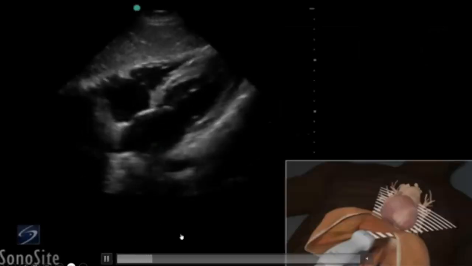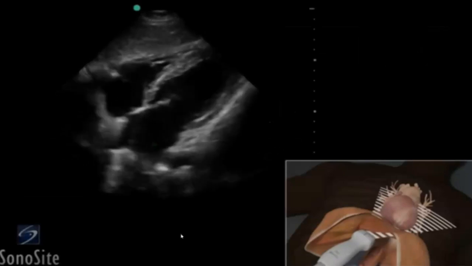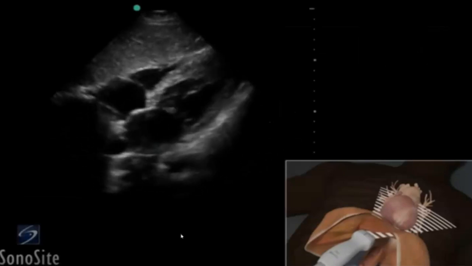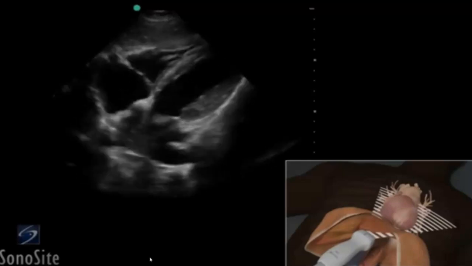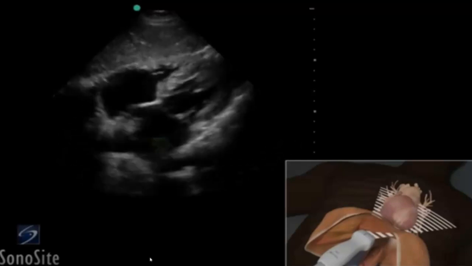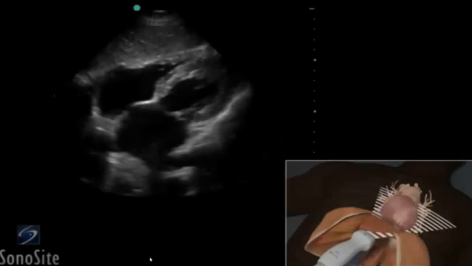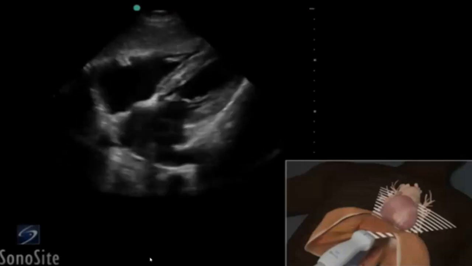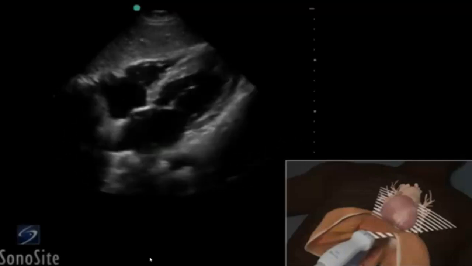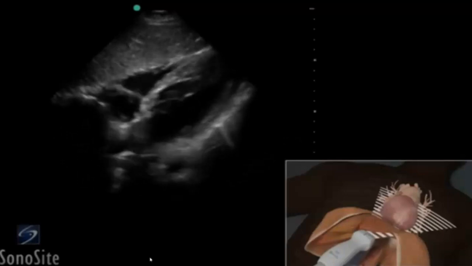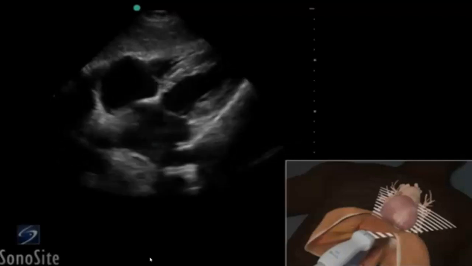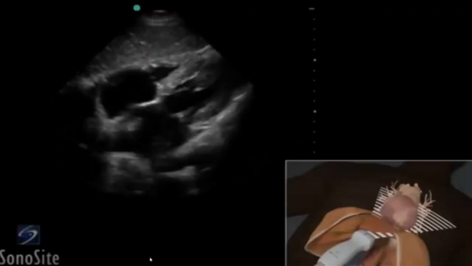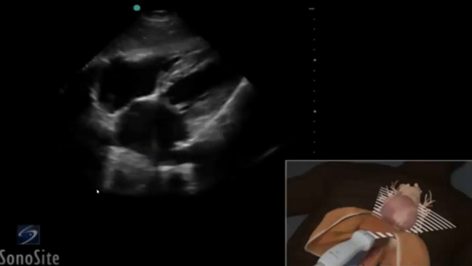Okay, so with this you can see that the probe is positioned nicely in the subxiphoid view. You can see the good contractility of all chambers of the heart. You can visualize the right ventricle, the left ventricle, the right atrium, and the left atrium with the outflow tracts. And you can visualize that there's no free fluid around the pericardium, which would indicate an effusion.